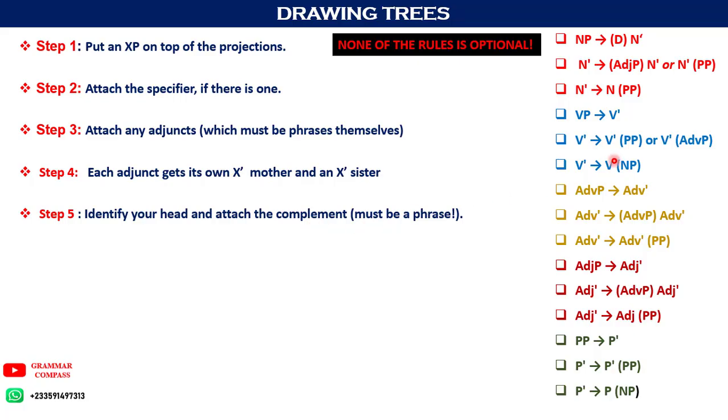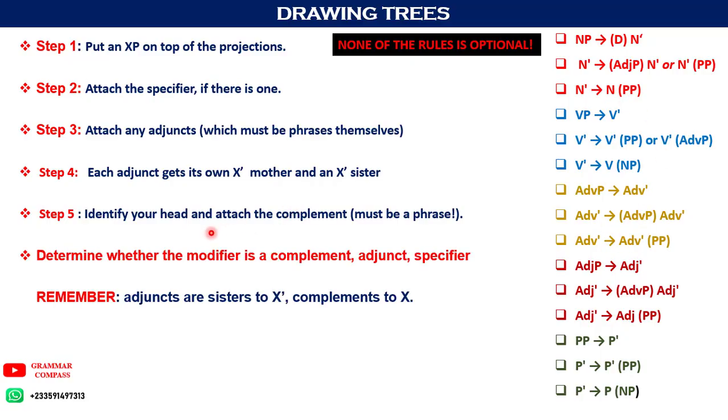You identify the head of the phrase. So in this case, if you are using the verb phrase, the head is the V. And then if there is a complement, you attach it. So the complement of the verb is always the direct object. So if there is a direct object, then you attach it. Make that direct object a sister to the V, not V bar. Take note. So for the last rule, the complement should be a sister to the head, not a bar, except the adverb rule.